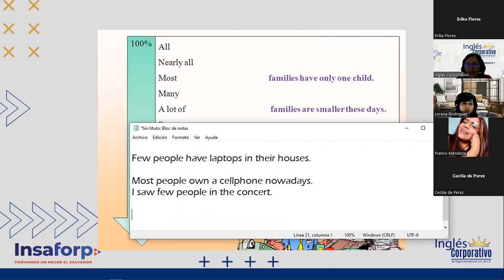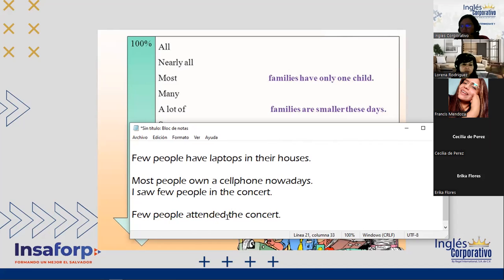Por ejemplo, ¿qué podríamos sacar de aquí, Erika? Yo puedo decir, few people attended the concert. Okay. Poca gente fue al concierto. Few people attended the concert. Ahí sí, lo estoy usando como un cuantificador de forma general. De forma general, ok. Correcto. Very good. Déjeme ver.